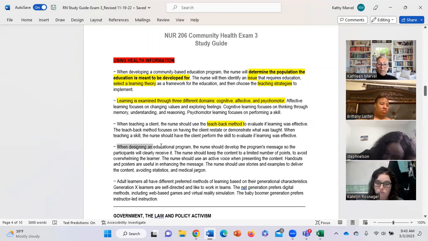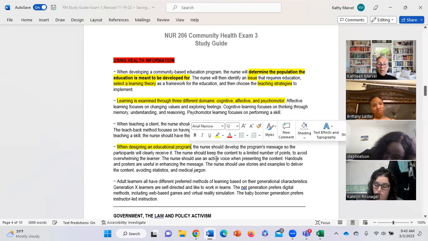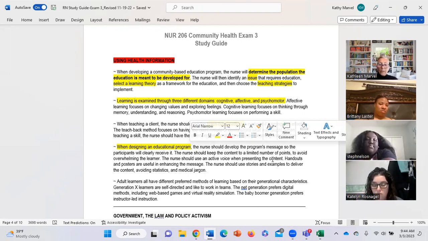Here's when designing an educational program. There's lots of things that we need to consider. And that's in this paragraph here. What's the message? Keep the content to a limited number of points to avoid overwhelming a learner. Use an active voice when presenting content, handouts or posters.